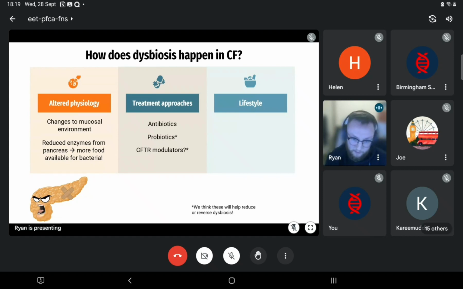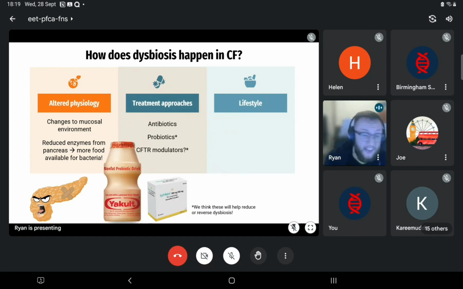And then below that, we have probiotics and CFTR modulators. Now, they've got an asterisk next to them because we actually think that they will reduce or reverse the dysbiosis. So you might have seen things in the supermarket like Yakult with probiotic drinks. It's not the best example. There are better ones out there, but it's a very popular one. And essentially, that's us, or products where we give patients drinks or food that contain millions and millions of colonies of good bacteria in the hopes that they reach the gut, they seed, and they expand in their colonies and they fight off or compete with the bad guys.